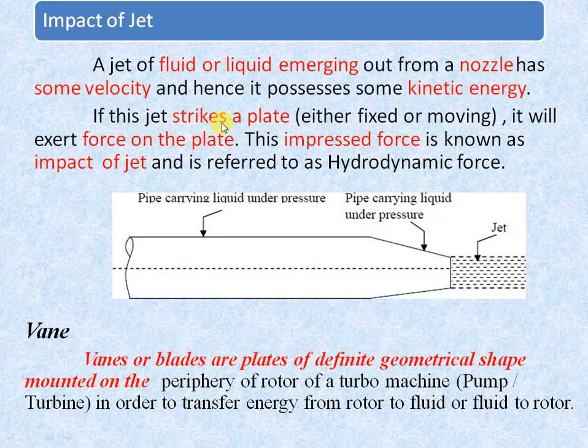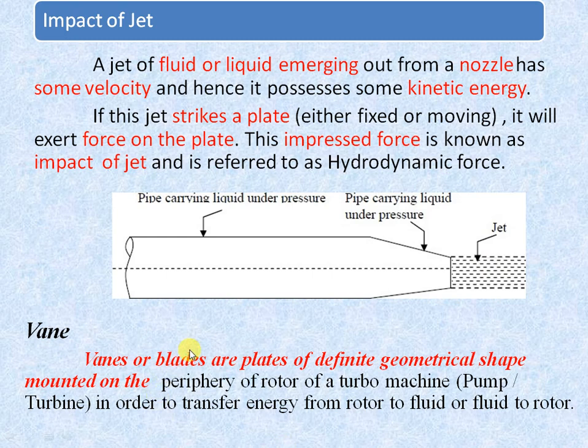Now the area decreases, so the pressure energy converts into kinetic energy. And if the jet strikes a plate, either fixed or moving, it will exert force on the plate, and this imposed force is known as impact of jet, and it is referred to as hydrodynamic force. So just remember, when water comes from a nozzle, the pressure energy of water is converted into the jet, and the jet force is known as hydrodynamic force, and this jet exerts pressure force on a turbine blade.